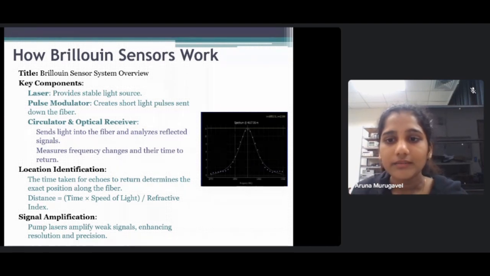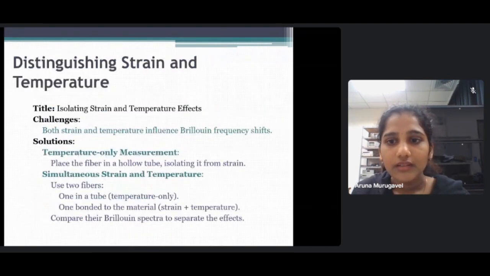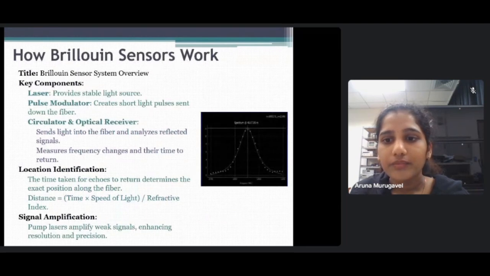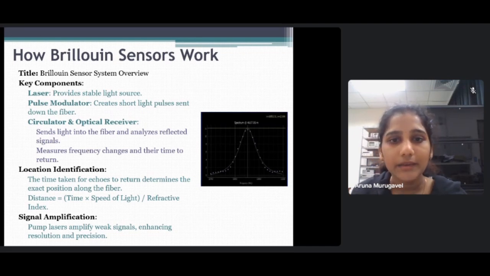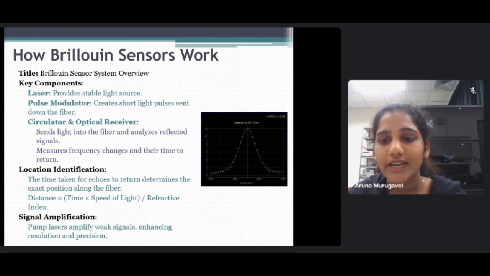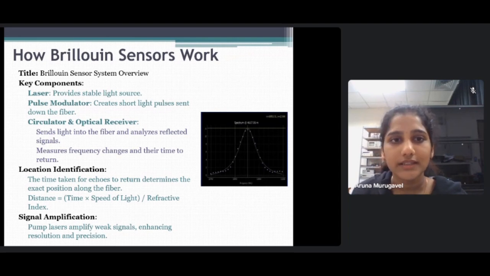Here is how the system operates. The optical pulses interact with the fiber material, creating backscattered signals, and by analyzing the time and frequency of this return signal, we can get precise data about the temperature and strain at different points along the fiber.